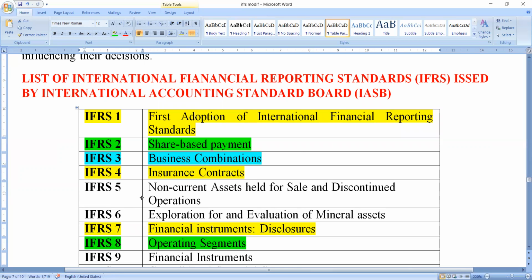This is about the list of international financial reporting standards issued by the International Accounting Standards Board.